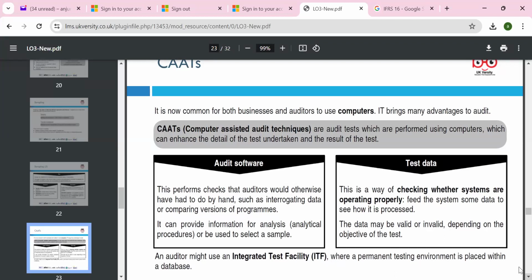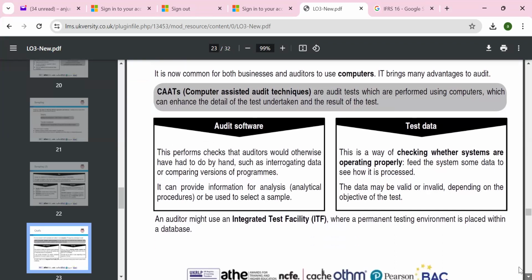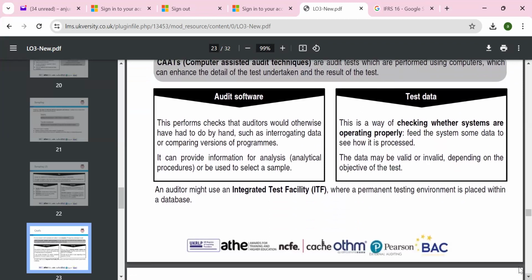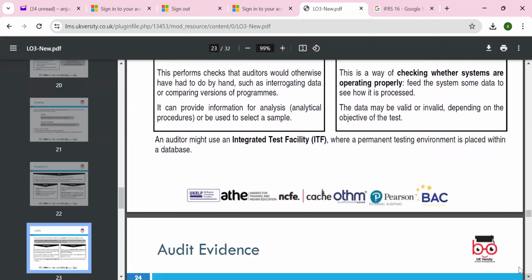Okay, so this is the way of checking whether the systems are operating properly: feed the system some data and see how it proceeds. Or you can ask, can you process one batch for me and show me the process? Depending on that, we can test it via computer. Or does the software update? Sometimes, if it is not integrated, things can create a problem, especially when we are using automated systems. The auditors might use integrated test facilities, where a permanent testing environment is placed within the database.